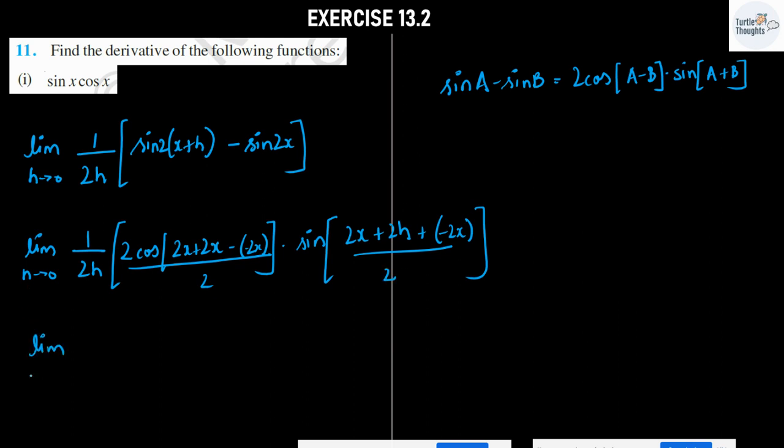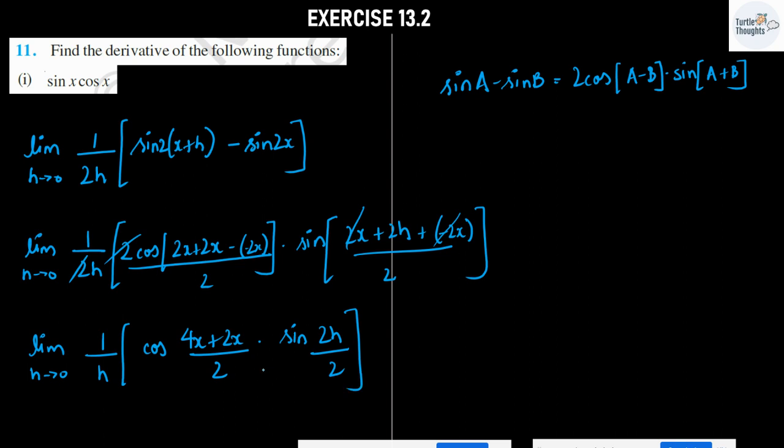Further, I can simplify this as limit of h tending to 0, 1 over h. This 2 and this 2 can be cancelled. So I can write 1 over h multiplied by cos of (4x plus 2h) divided by 2, multiplied by sine. Here the 2x and 2x are going to get cancelled. It is 2h divided by 2. This is what I'm going to get.